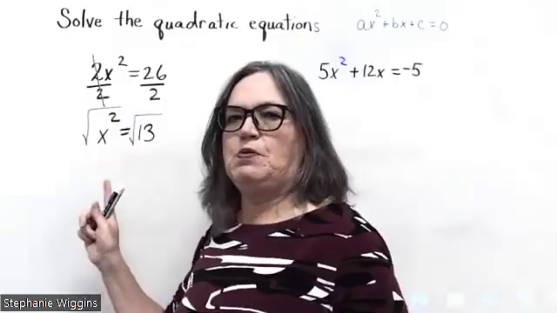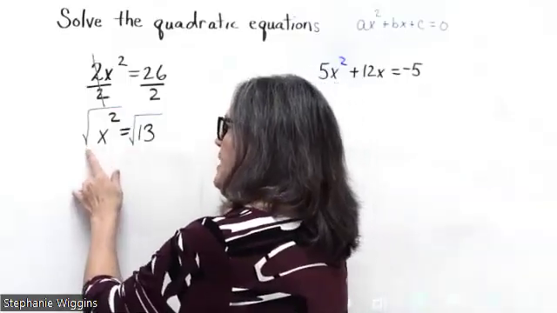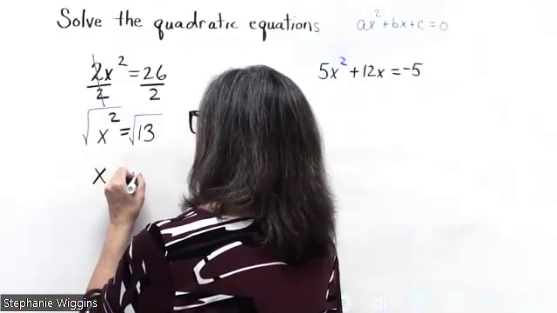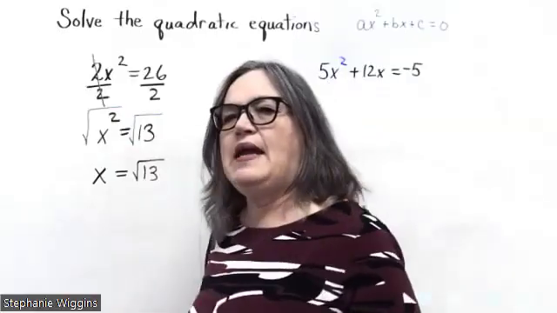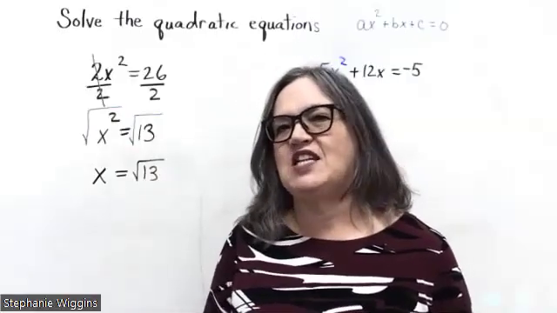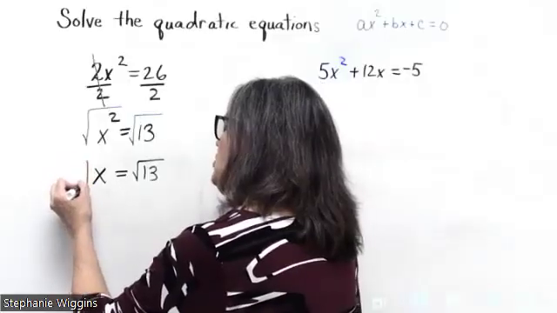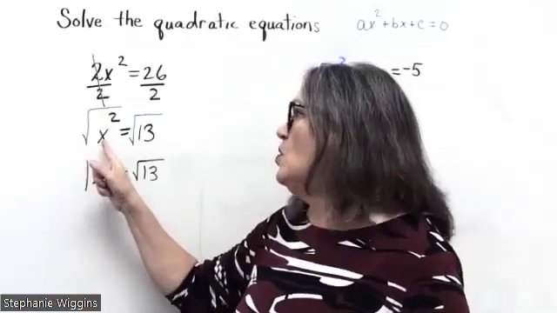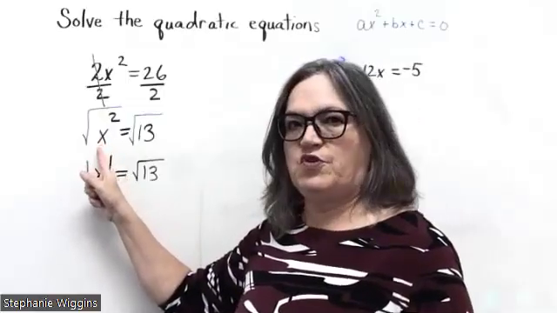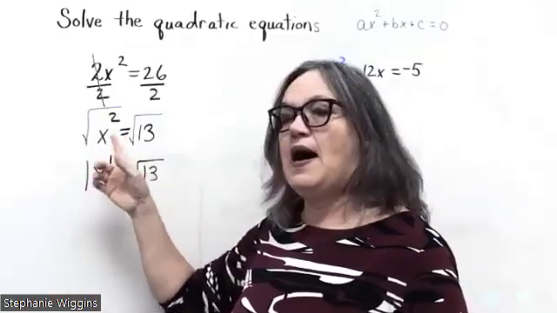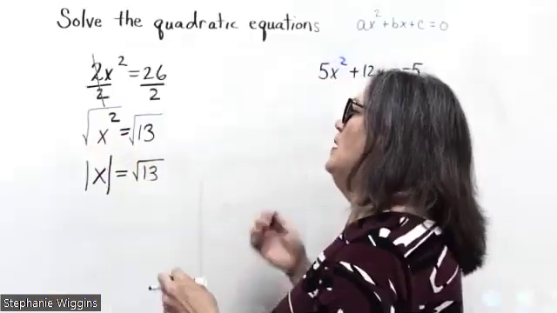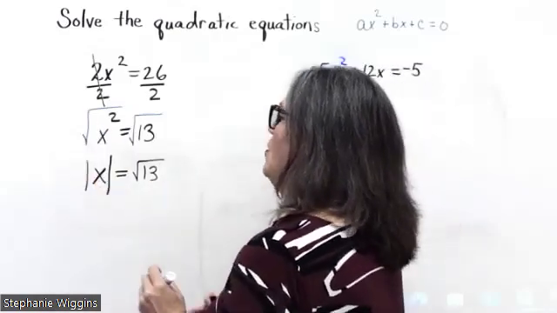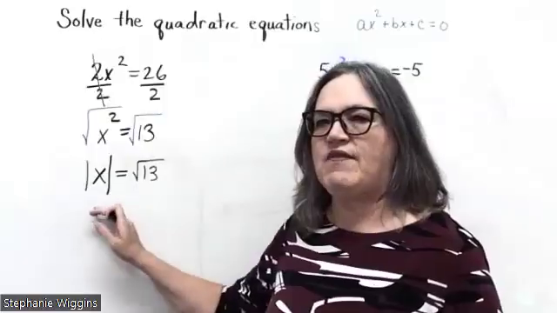This is the part where a lot of people mess up, because when they take the square root of x squared, they just say x is equal to the square root of 13. And actually taking the square root of x squared is not just x. It has to be absolute value of x. And the reason is because x could be negative. So if x is negative square root of 13, you square it, you're going to get positive 13. And then you take the square root of that and you get square root of 13. So anyway, the point is you have to have the absolute values.